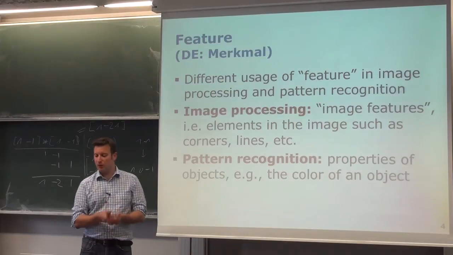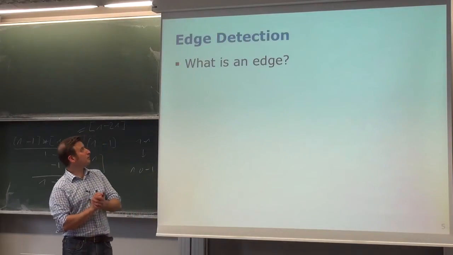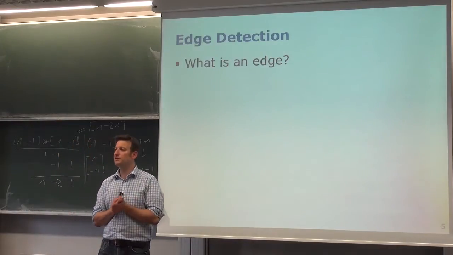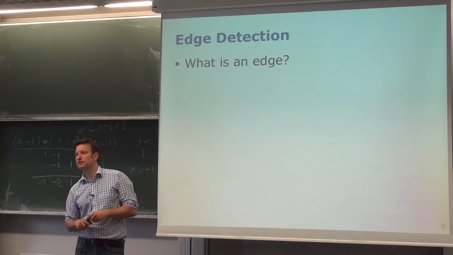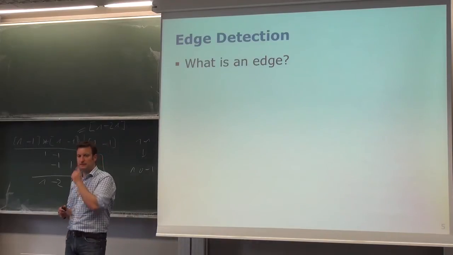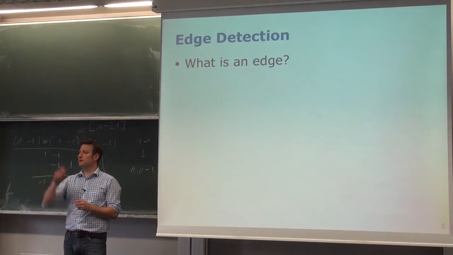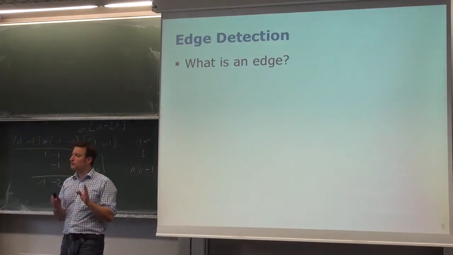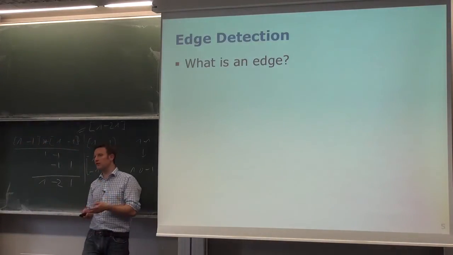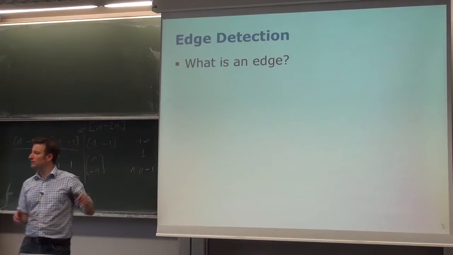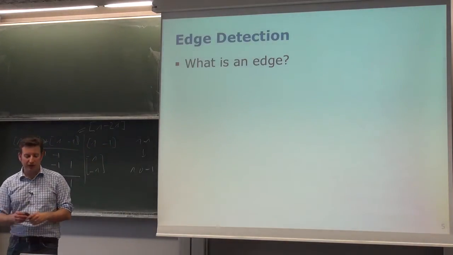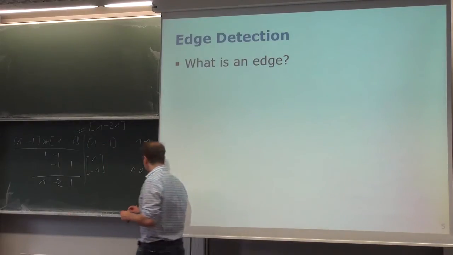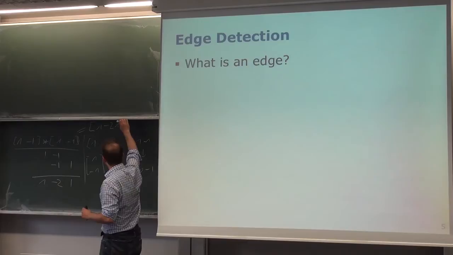Okay, but today we want to focus on edges, and in order to do edge detection, we first have to define what is actually an edge. So what defines an edge? A drastic change, already pretty good. We may not say color, we may say intensity values. So far we just dealt with intensity values. Okay, so it's a change in intensity values. It's right, to some degree.